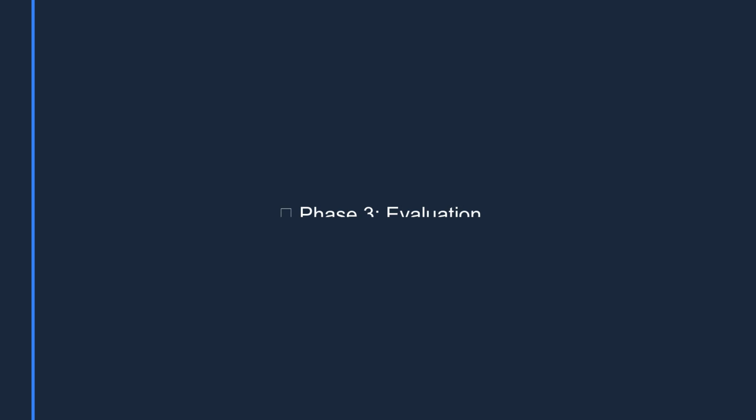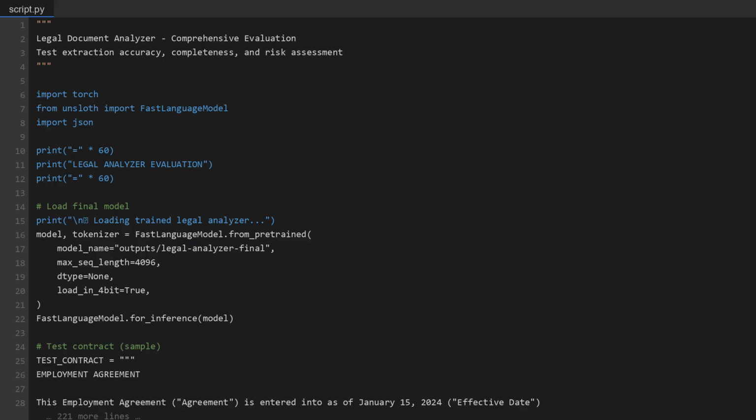Phase 3, Evaluation. Once training is finished, the evaluation script runs 2 types of tests against a sample employment agreement. The first is functional. The test_extraction function sends specific queries to the model, parties, dates, obligations, risks, and prints the responses. Read these outputs carefully. You're not just checking whether the model returns something. You're checking whether the extracted values are correct, complete, and properly formatted as JSON.